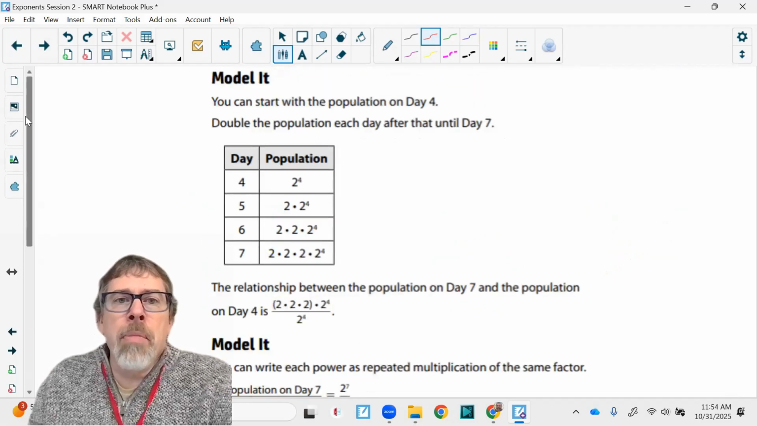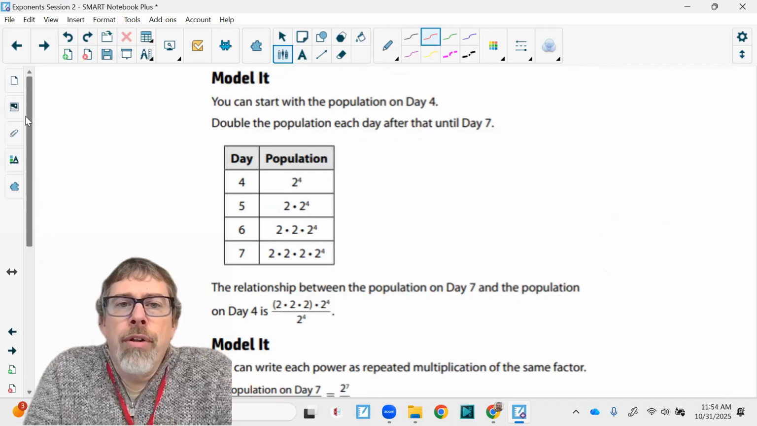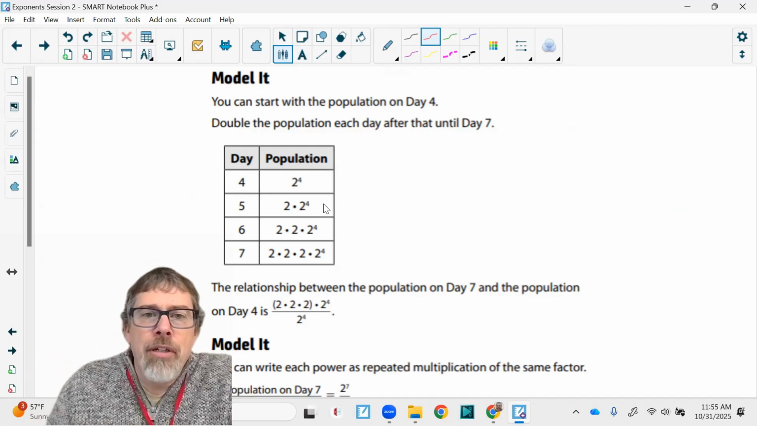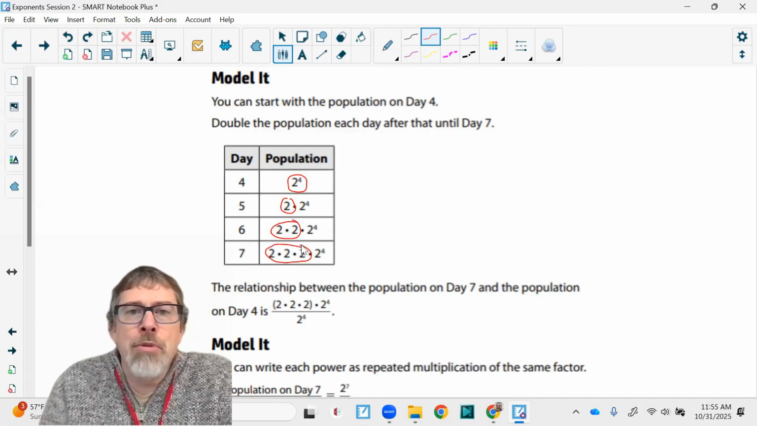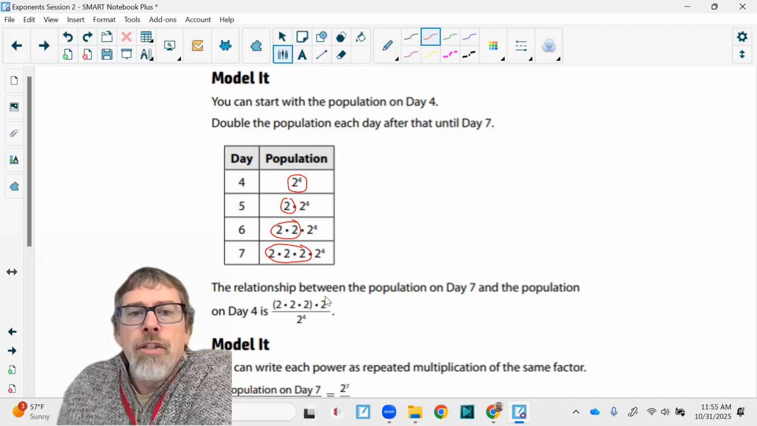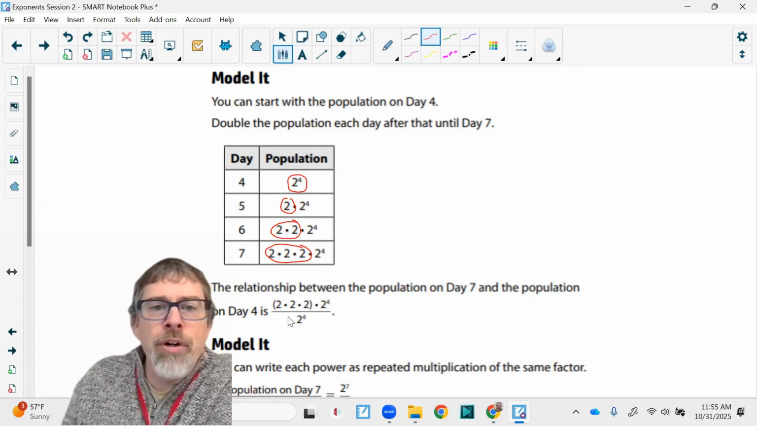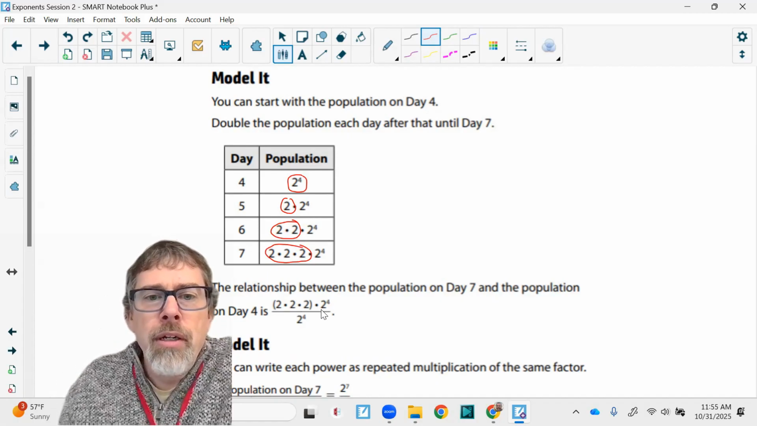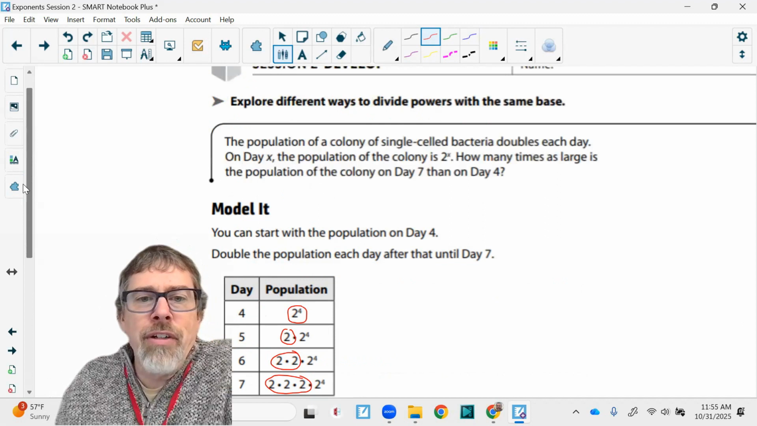Okay, so moving on to this, model it. You can start with the population on day 4, which is 2 to the 4th. Double the population each day after that until day 7. So they did it in a table here. So 2 to the 4th, here is day 4, here's day 5, multiplying it by 2. Day 6 is multiplying it by 2 twice. And day 7 is multiplying it by 2 three times. That's what they mean by double it. The relationship between the population on day 7 and the population on day 4 is those 3 2's times 2 to the 4th, all over 2 to the 4th. So they did it a little differently.